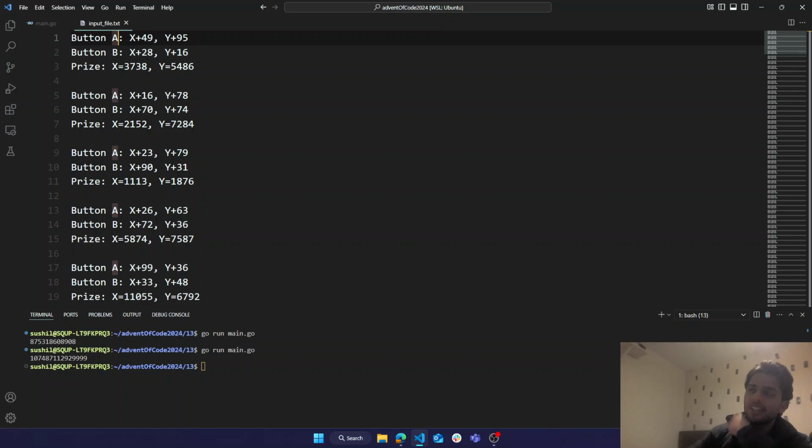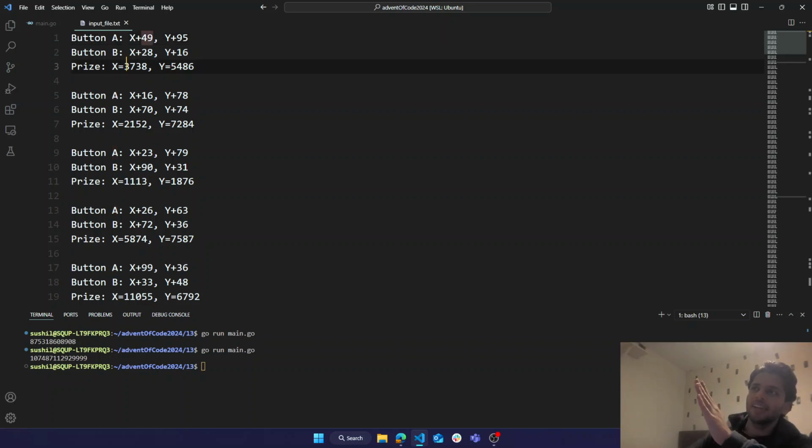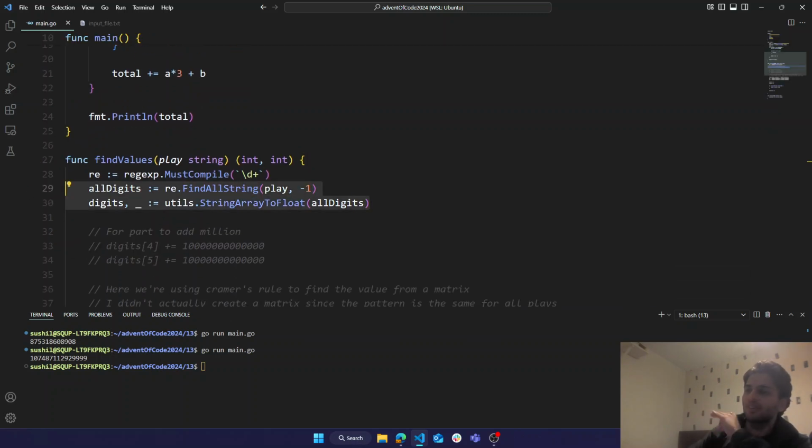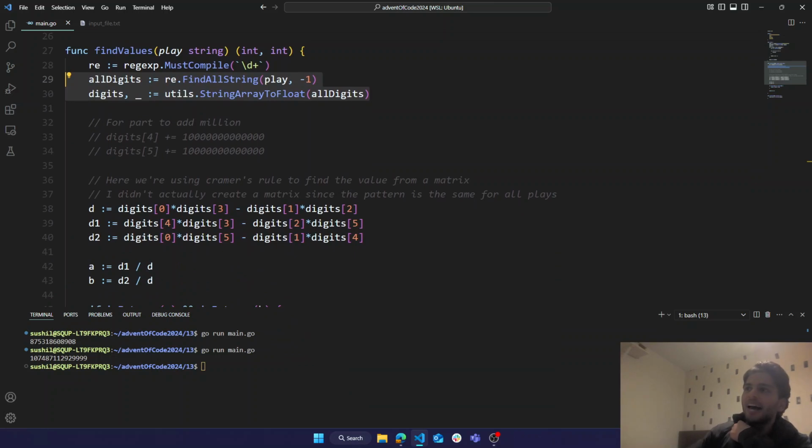So what it does, it goes in order. So it extracts 49, 95, 28, 16, that and that into a simple array by using regex. So I've got my digits here, right? I keep them as floats just in case, well, I'll have to check it after.